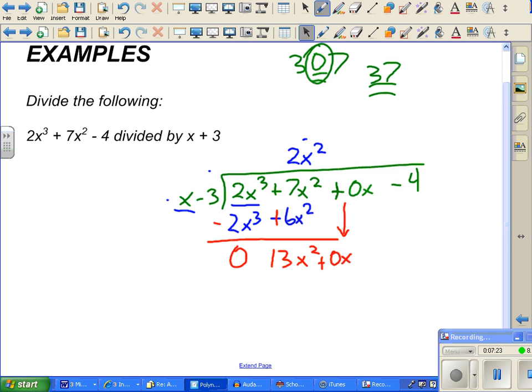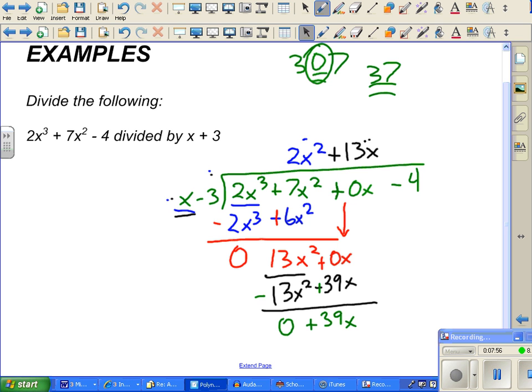Okay, here we go again. What do I need to multiply the x by to get 13x squared? Well, I need to multiply it by 13x. Now I distribute. 13x times x is 13x squared, and 13x times negative 3 is negative 39x. Now I go through and I change my signs. And so this is going to be 0, and this is going to be 39x. And now I bring down my negative 4.